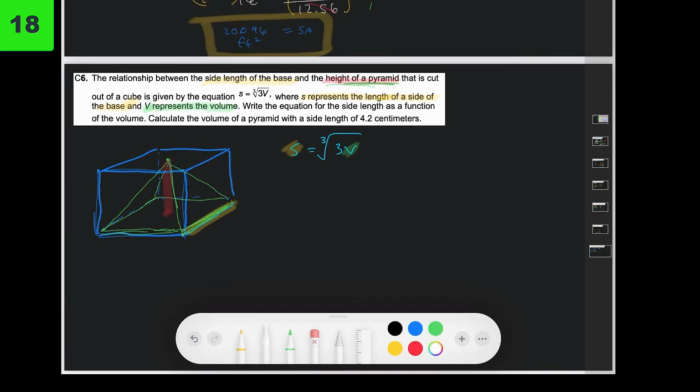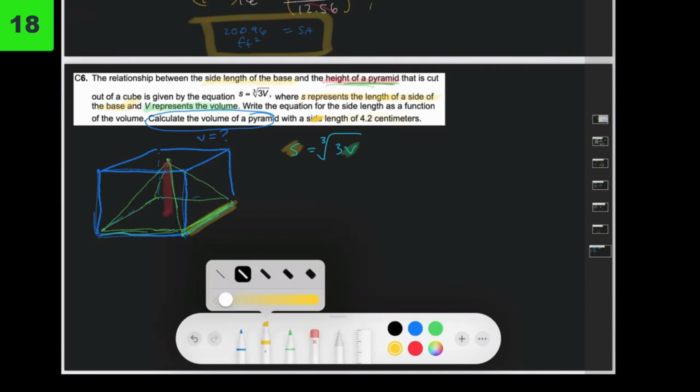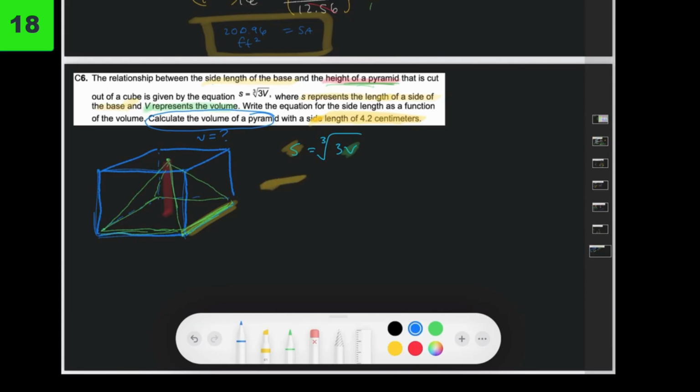Okay, so here they're telling us what is the volume. That's what we're solving for. That's what we can get by itself. In addition to that, determine the side length is 4.2. So the side length is going right there. Let's do that. So I have 4.2 equals cube root of 3v. Okay, all we're doing here now is solving for v.